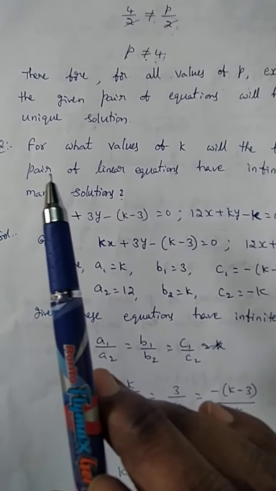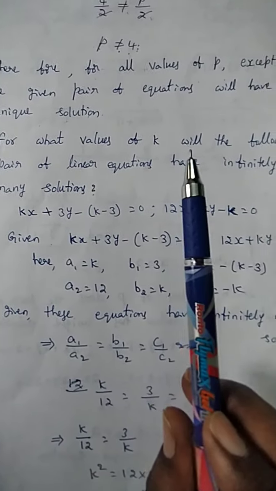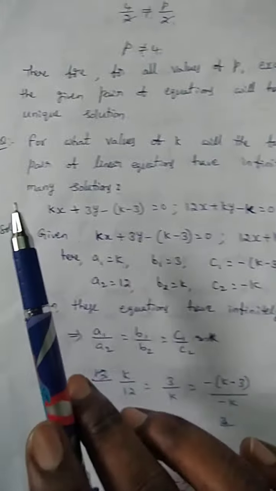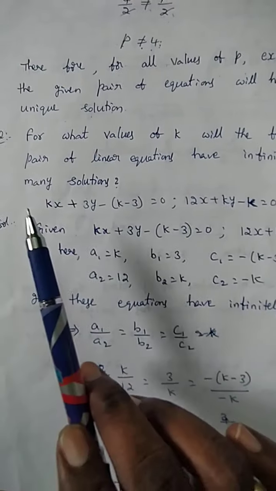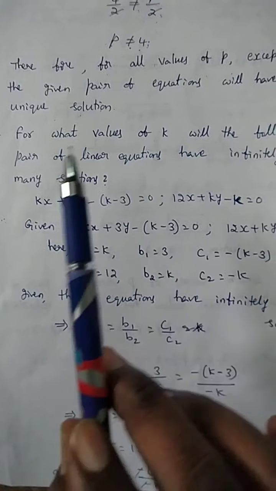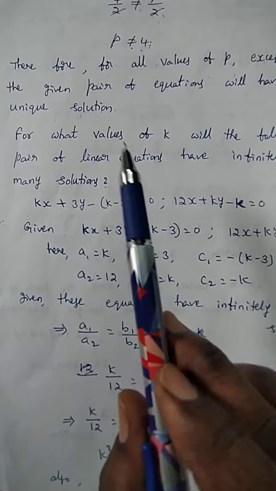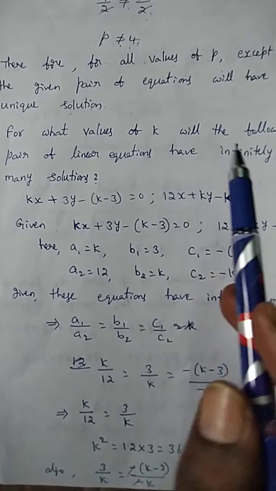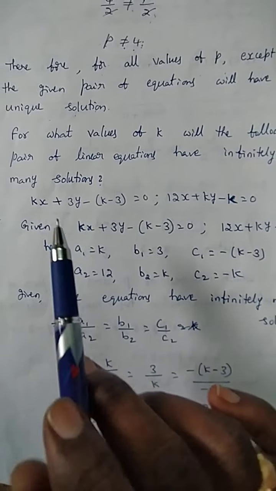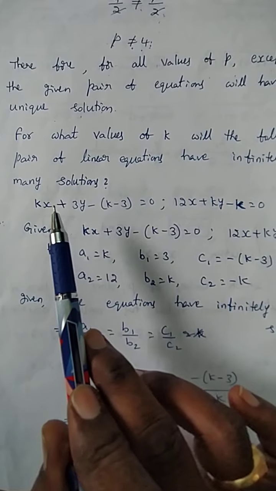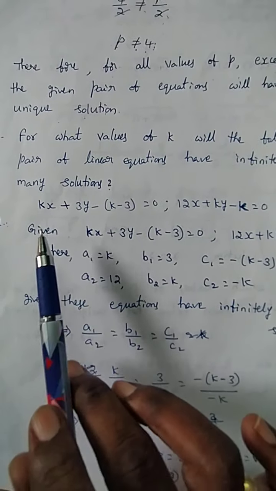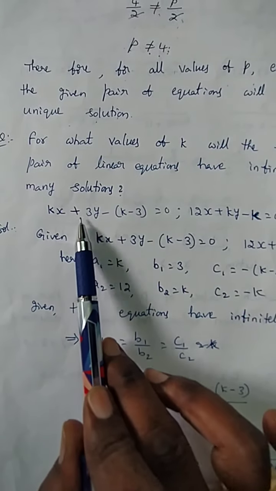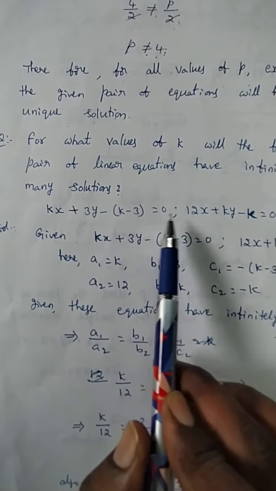Okay, students, the next question. For what values of k will the following pair of linear equations have infinitely many solutions? So the question is, you can find the value of k for the following pair of linear equations to have infinitely many solutions. Notice that one of the coefficients of the variable is missing in the question. Look at that. kx plus 3y minus of k minus 3 is equal to 0.